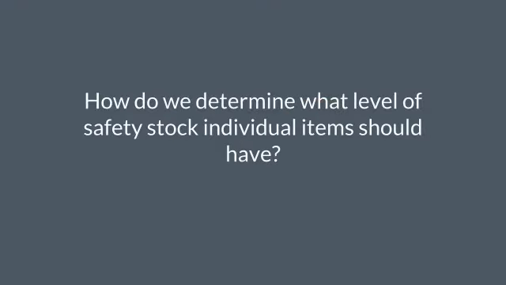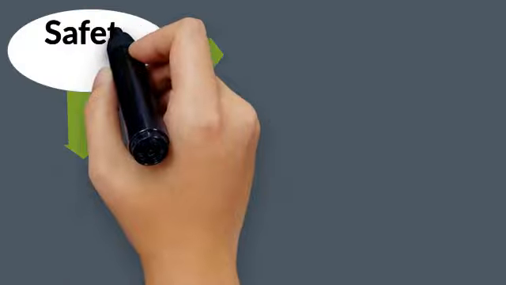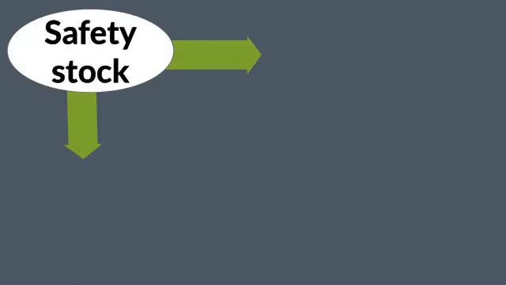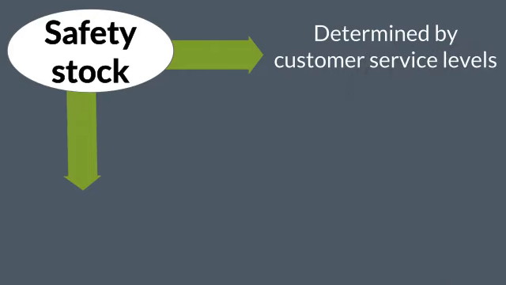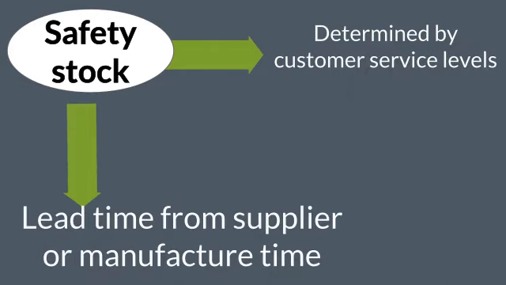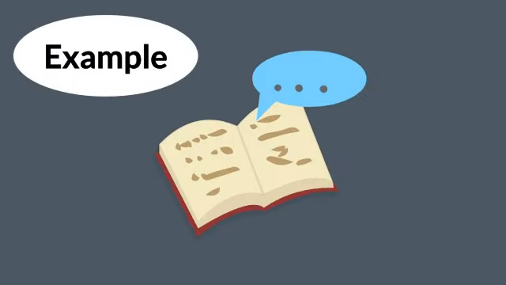So, how do we determine what level of safety stock individual requirements should have? The amount of safety stock is determined by the customer service levels we plan to maintain, and the time it takes for us to get the inventory from our supplier, or the time it takes to manufacture the item. Let's look at the worked example from your practitioner's guide.